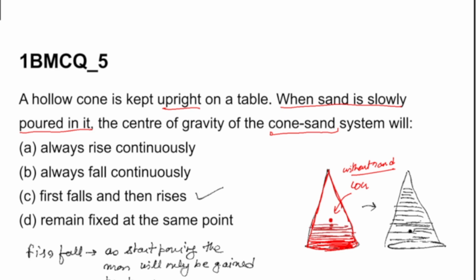And now what will happen when it reaches the upper part of the cone? Now the upper part of the cone is getting filled. So the center of gravity will move up now. So as we go on filling, first it is going down and then it is moving up. That is what we have to understand here, that it first falls and then rises, because the rise happens now that mass is getting into the upper part of the cone also.